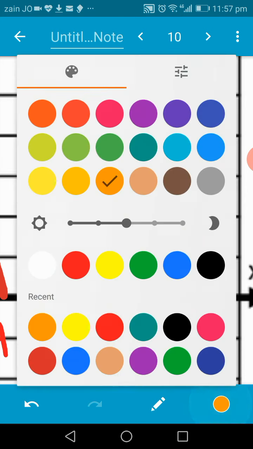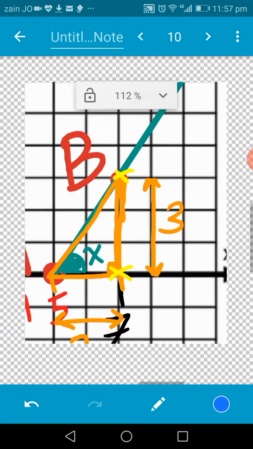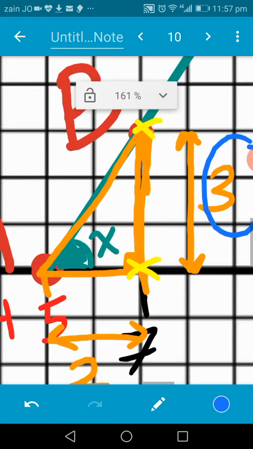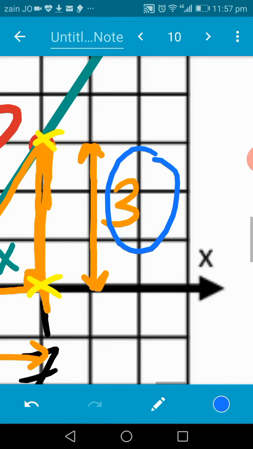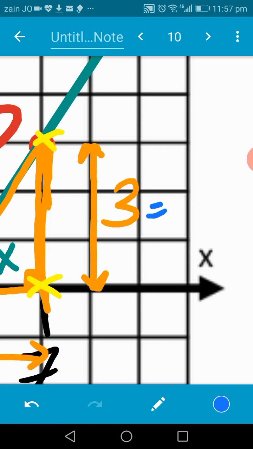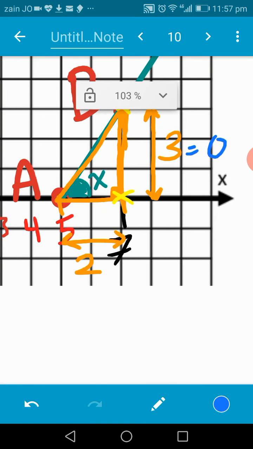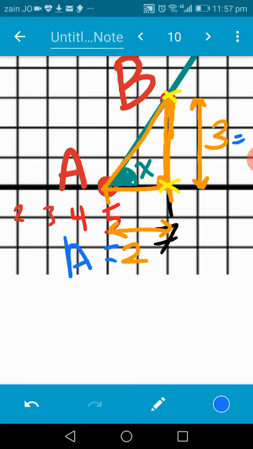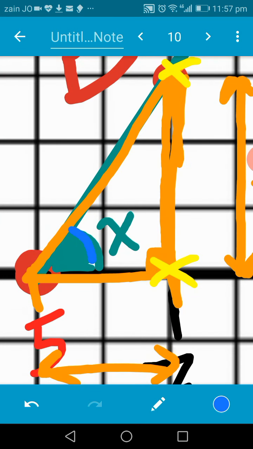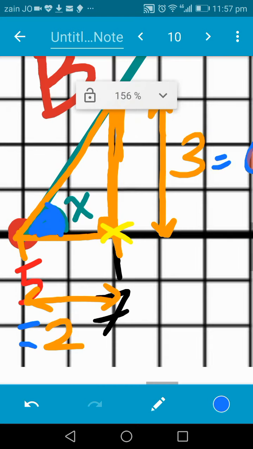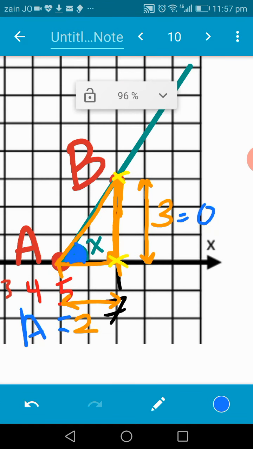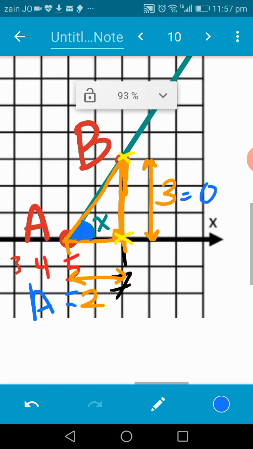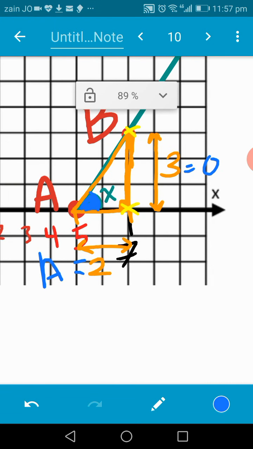And also, teacher, this 3 with respect to x is called opposite, right? And this 2 will be adjacent with respect to x. Okay? So you have this angle. This is the wanted angle, the unknown angle. We need to find this angle x. So the opposite is known, and also the adjacent is known.